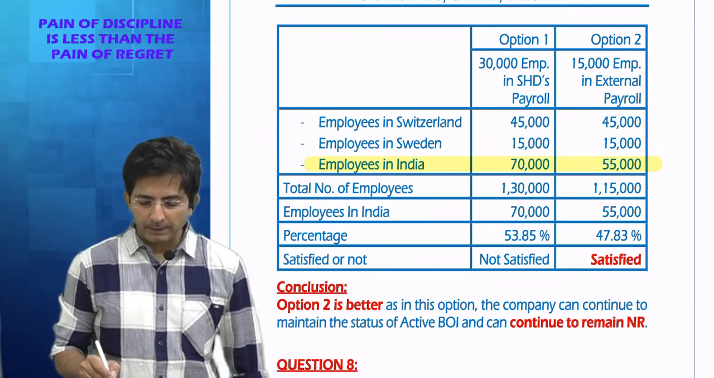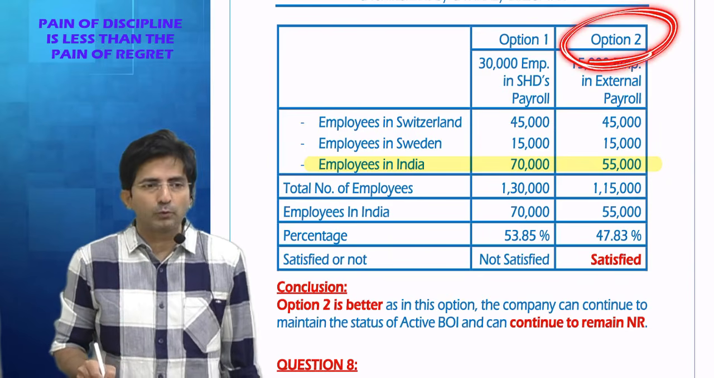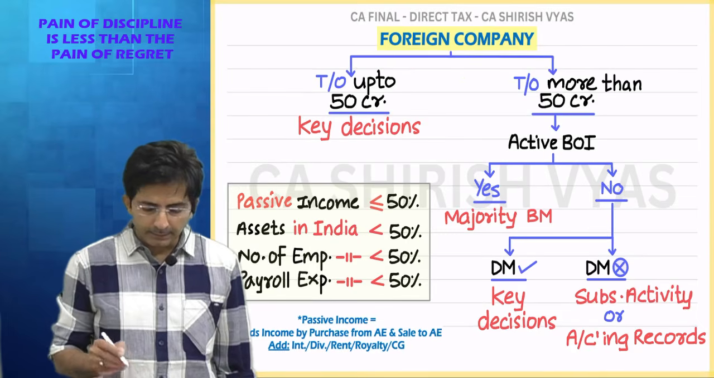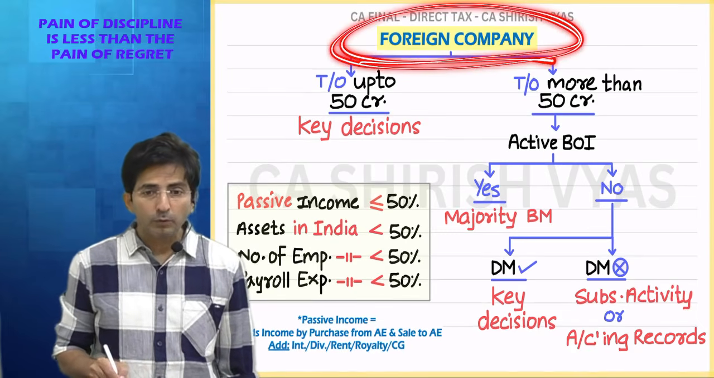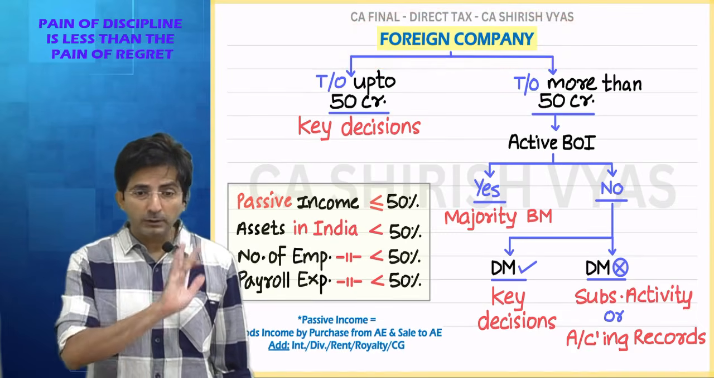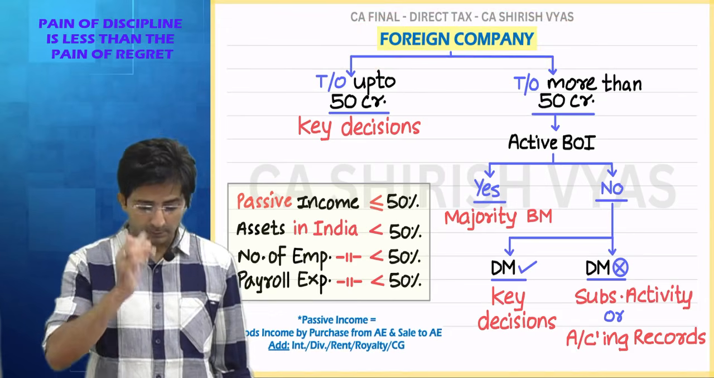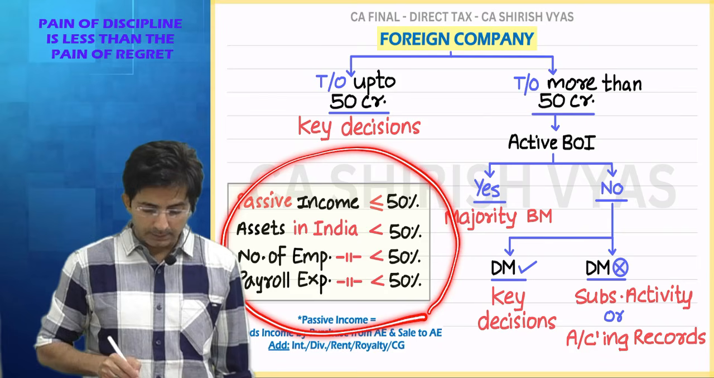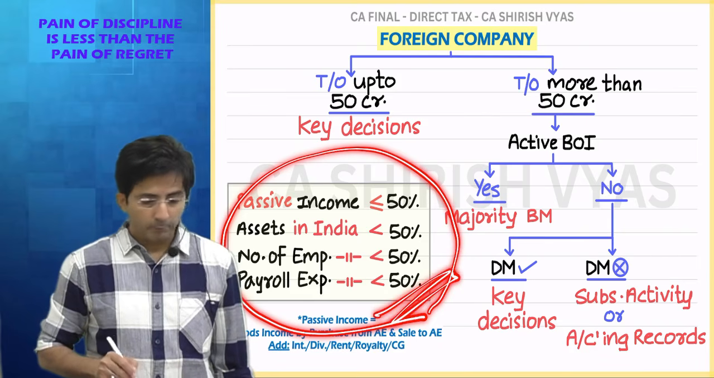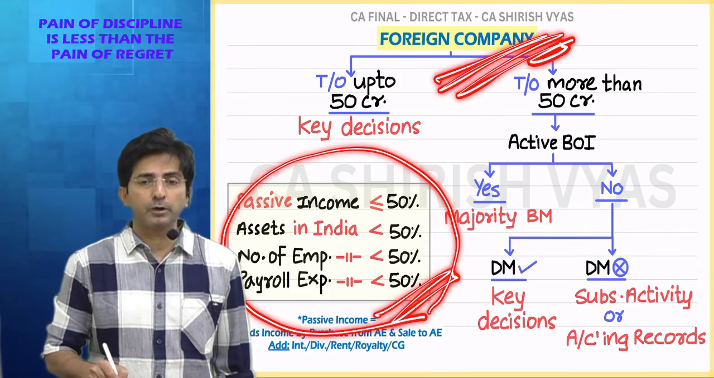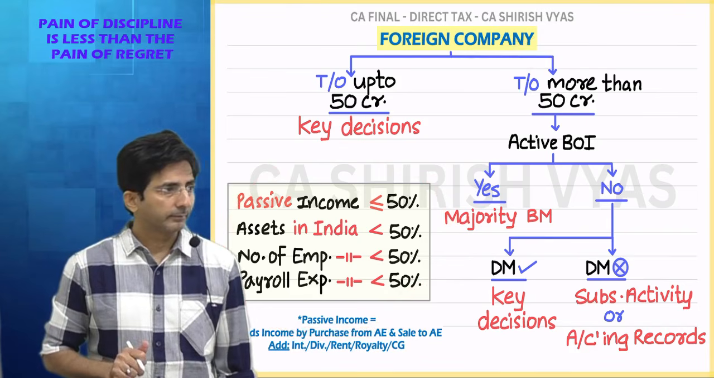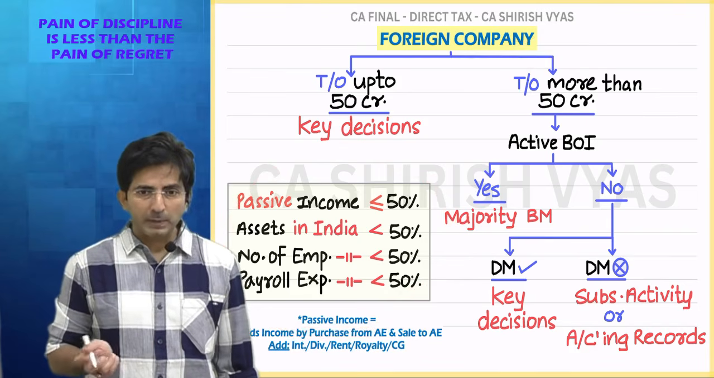So which is the better option for the company? Go for option 2. See, these plannings in real life foreign companies do. In real life, all the foreign companies make sure that this condition doesn't get disturbed. Because every foreign company prefers to remain NR in India. So they have to do all this planning, okay?